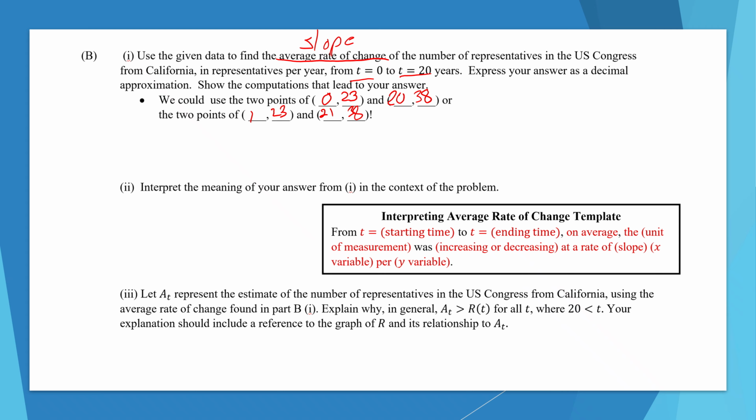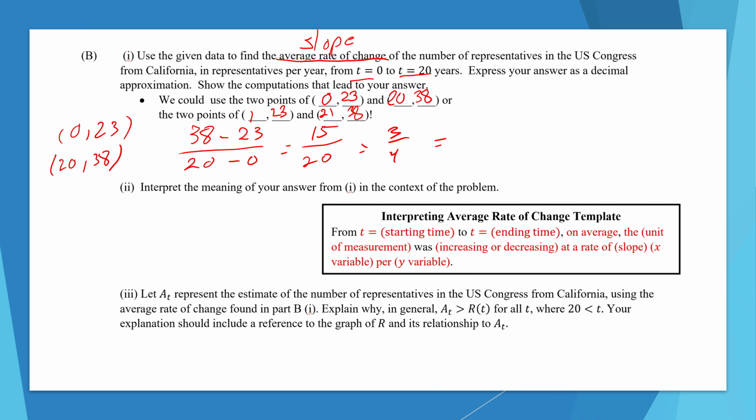Let's set this equal to, we'll do 0, 23 and then 20, 38 as our two coordinates. And so this is going to be 38 minus 23 over 20 minus 0. This is equal to 15 over 20, which is 3 over 4, which then, remember to convert it to a decimal, 0.75. And that's our answer. We're done there. Part 2 is a new question.